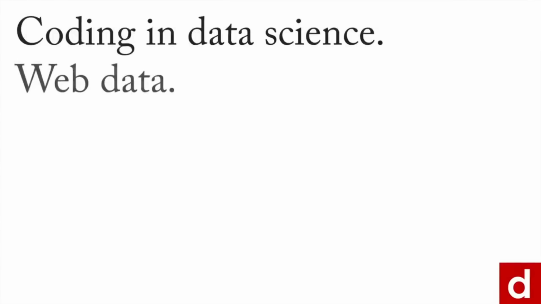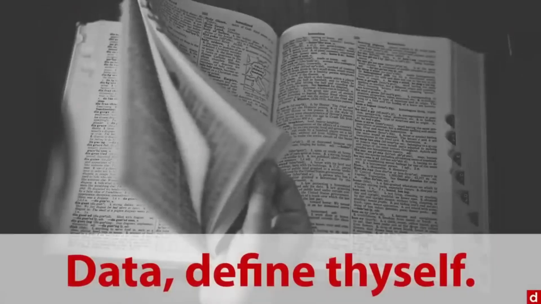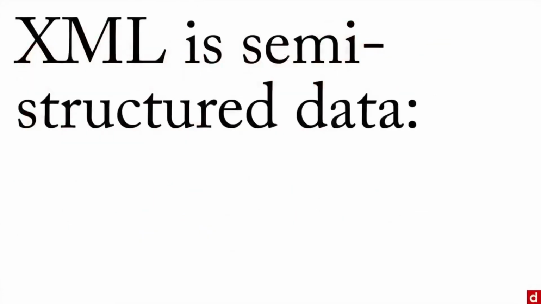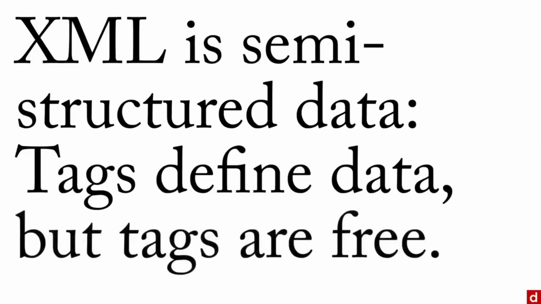The next step in coding in data science when you're working with web data is to understand a little bit about XML. I like to think of this as the part of web data that follows the imperative, data define thyself. XML stands for Extensible Markup Language. And what it is, XML is semi-structured data. What that means is that tags define data so a computer knows what a particular piece of information is. But unlike HTML, the tags are free to be defined any way you want.